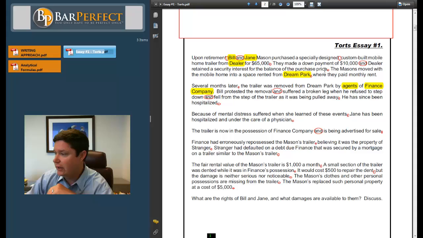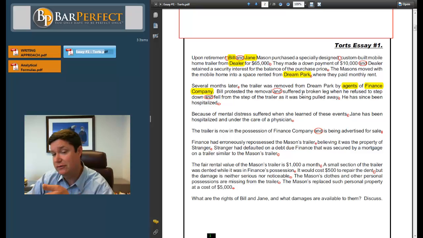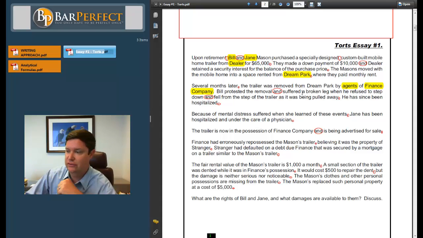We circle our ands. We stop at our periods. The highlighted areas are possible parties. It gives you an idea of where they talk about the parties, because you need to go as simple as identifying what Bill and Jane are. Are they the defendant? Are they the plaintiff? You need to start from a very basic level. You can't assume that the graders are going to know anything.